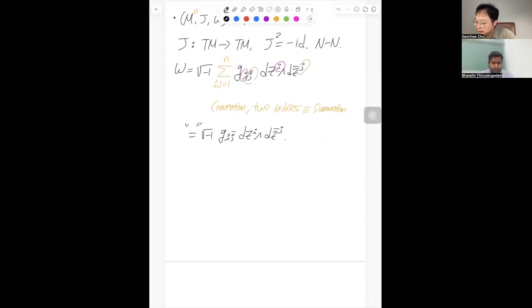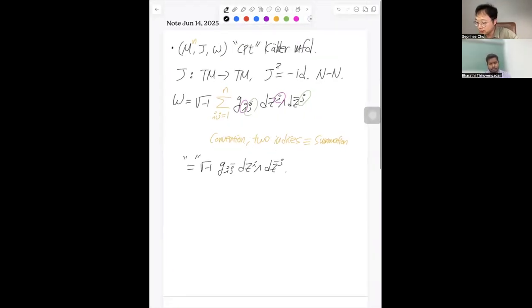So is this Einstein summation? Yeah, this is the so-called Einstein summation. Exactly. This works not only for the Kähler case, but in general, not just for a Riemannian manifold, but for any smooth manifold. Is that okay with you?